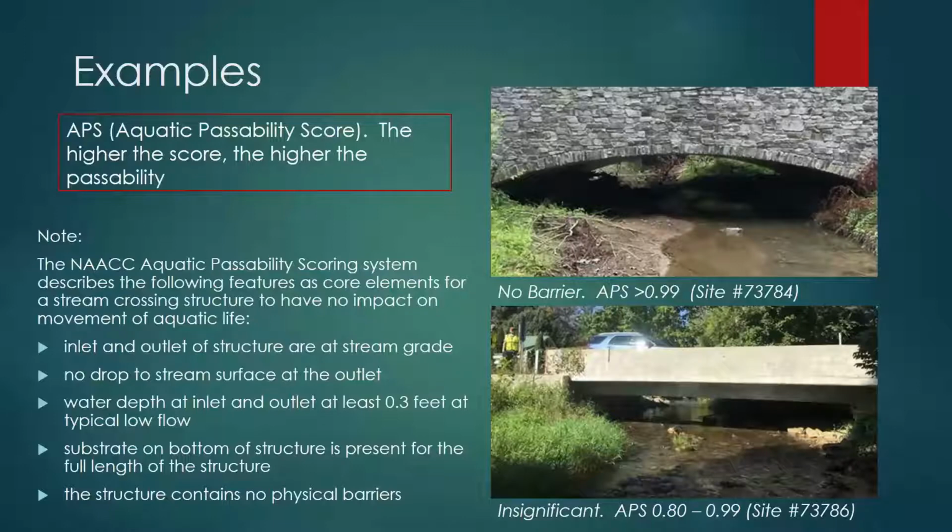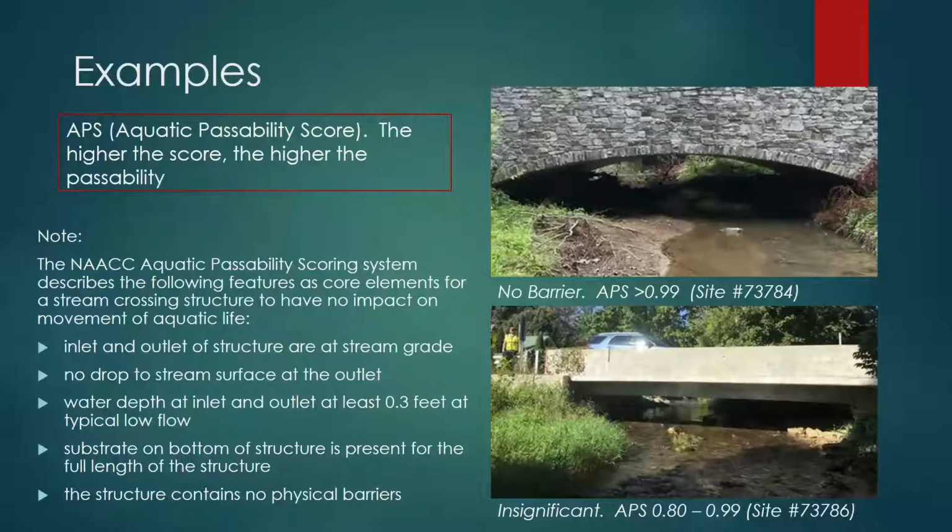So starting with the best case scenario in the top right picture here, this is an example of a no barrier structure. This would be an APS score of 0.99 or greater. As you can see, there's substrate completely through. The typical low flow stream channel is much narrower than the crossing itself. You can see bankfull within this picture. This is an example of no barrier.